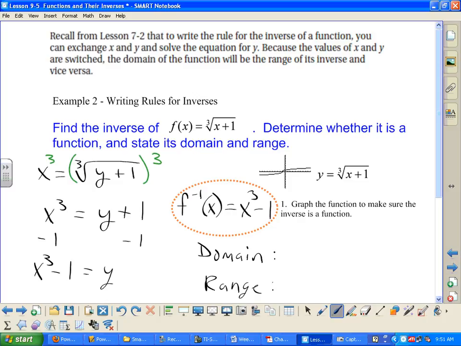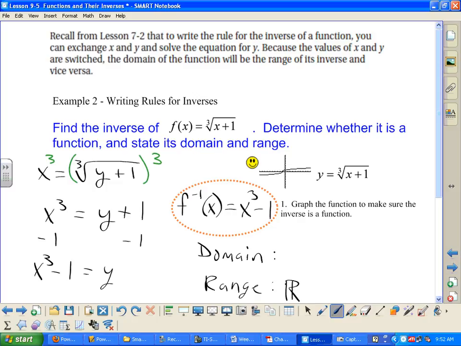Well, if we look at our original, we get the cube root of x plus 1. Does this graph here ever stop moving from left to right? No. Okay, so our domain is all real numbers, which means if the domain of this one is all real numbers, that means the range of the other one is too.